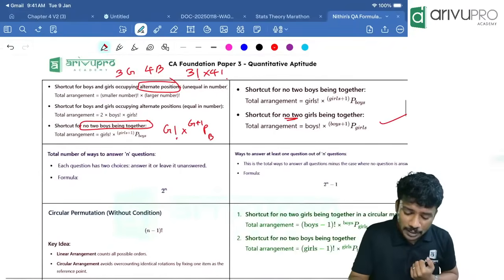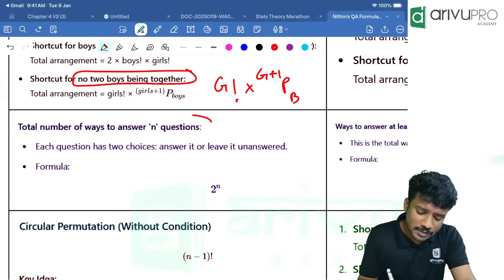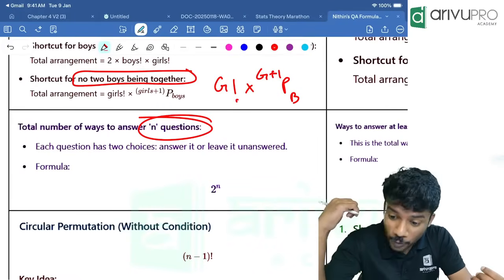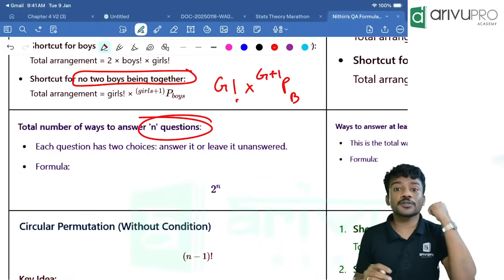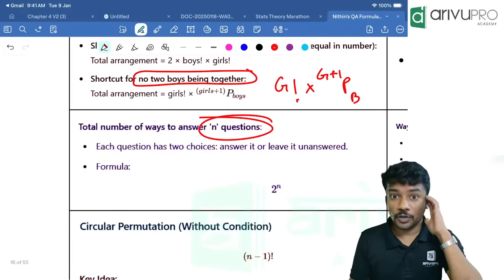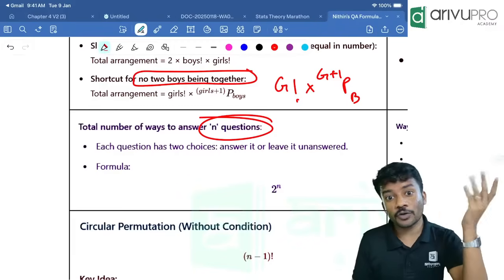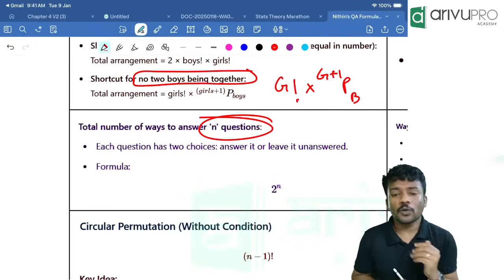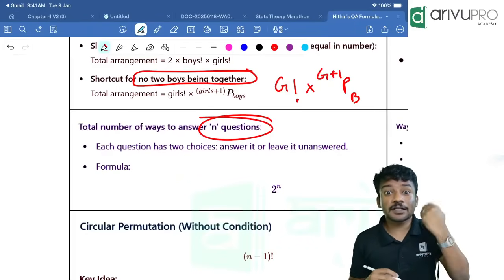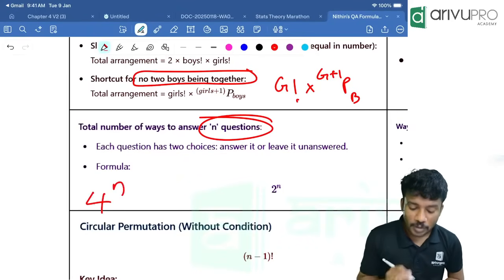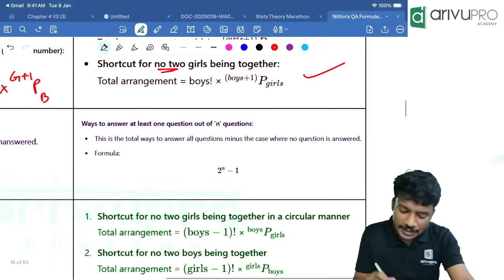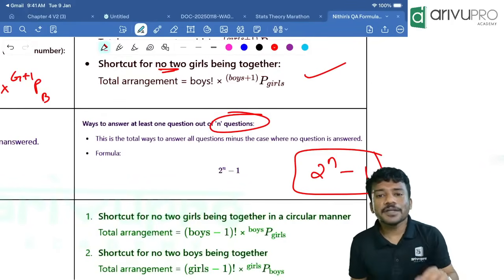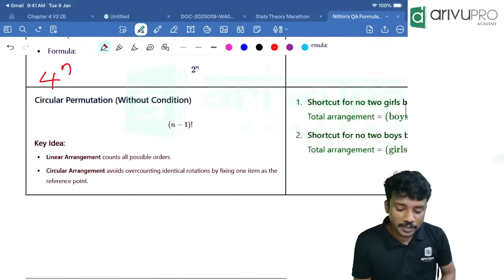This can be used. Then, people, how many total ways to answer n questions? You can answer it 2 raised to n ways. Either you can answer it or not answer it. For your examination, how many questions are you having? 100 questions are there. Whether you answer each question or not, you can do it in 2 raised to 100 ways. Now, if 4 options are there, you can answer it in 4 ways, then 4 raised to n will be your answer. Now, people, at least answer 1 out of n questions. What is the formula? 2 raised to n minus 1. Remember this also.